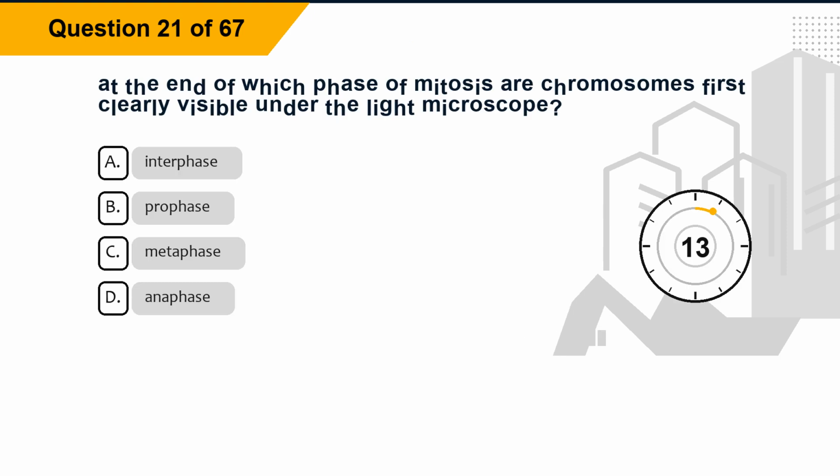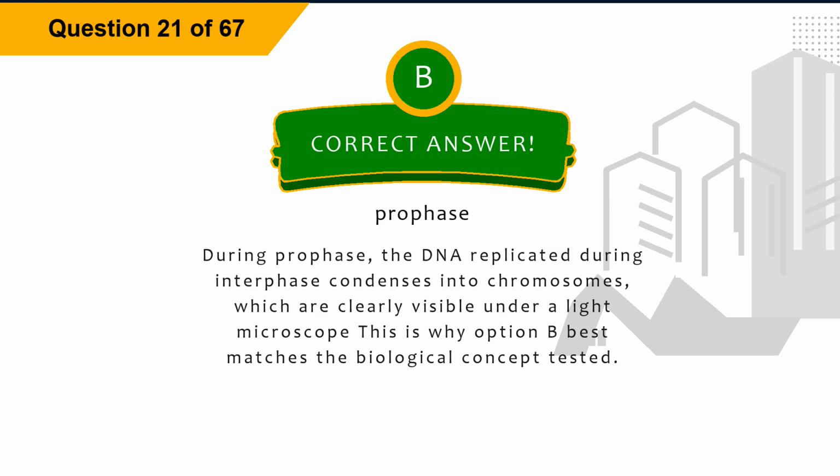Question 21. At the end of which phase of mitosis are chromosomes first clearly visible under the light microscope? Option A, interphase. Option B, prophase. Option C, metaphase. Option D, anaphase. The correct answer is option B, prophase. Explanation: during prophase, the DNA replicated during interphase condenses into chromosomes, which are clearly visible under a light microscope. This is why option B best matches the biological concept tested.